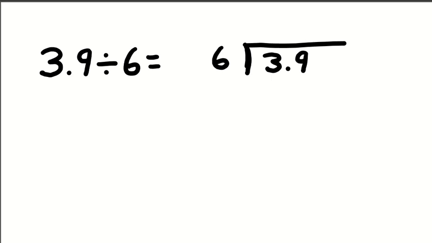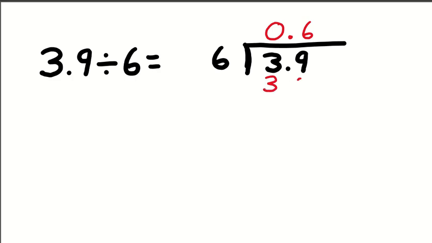Now, just like our other problems, we're going to ask ourselves, how many times will 6 go into 3? I know that it won't go into 3, so I'm going to put a 0 right there, and I'm going to bring the decimal up. And now I can extend the line. How many times will 6 go into 39? Well, I know that 6 will go into 39 6 times. Why? Because 6 times 6 is 36.